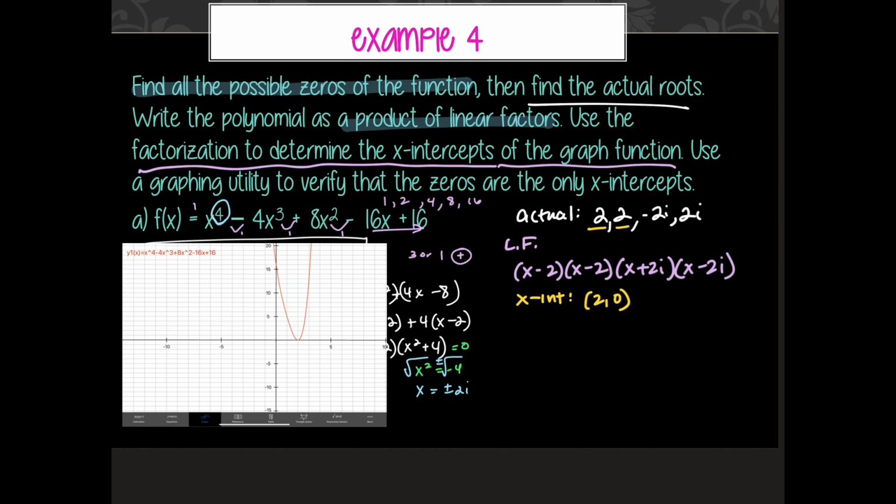So I entered that function into my graphing utility. I hit graph and notice that it only intersects my graph at 1 point, which is at that 2, 0. It also bounces at that 2 point, which matches our multiplicity of 2. So remember that if the 2 roots, it should bounce at that point. All of this stuff should start to overlap.